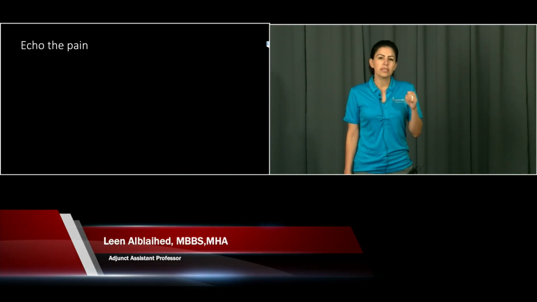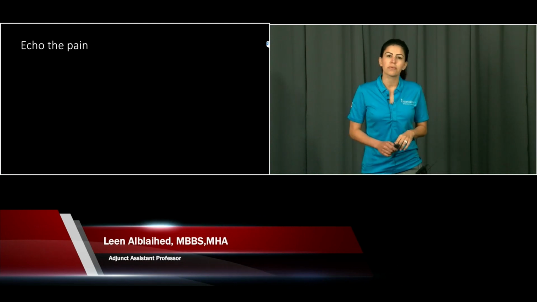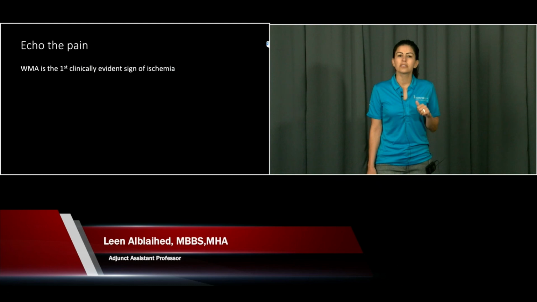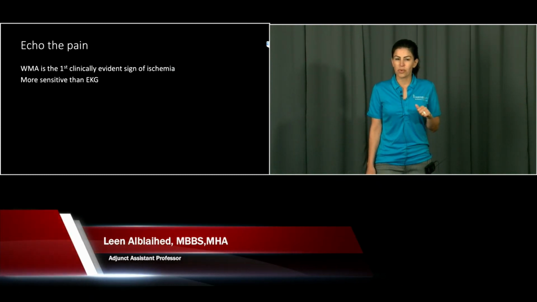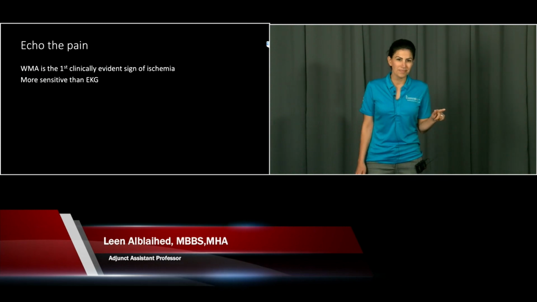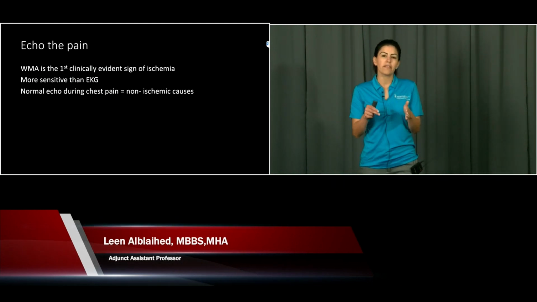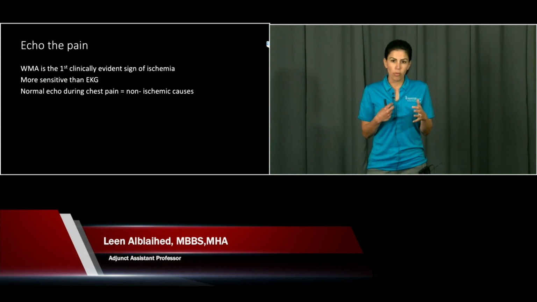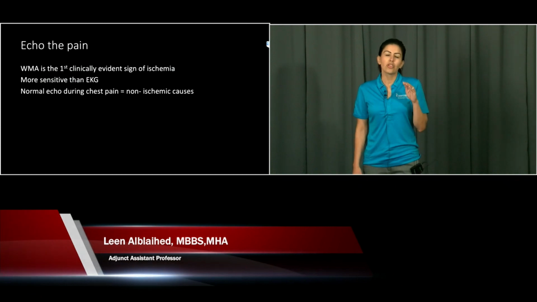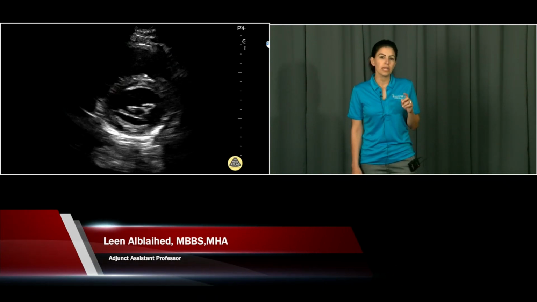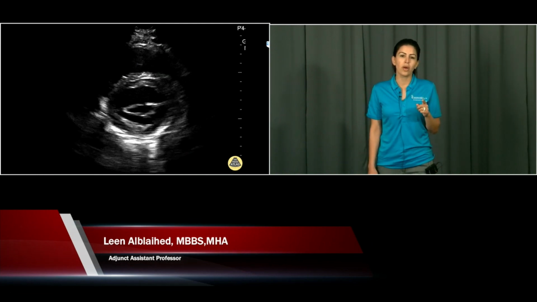So why do you need to echo every patient who comes in with chest pain? Because wall motion abnormality is the first clinically evident sign of ischemia. It is more sensitive than EKGs, sorry, Emil. And then normal echo, so if you have a patient who's actively having chest pain, and you throw the probe on them and they're absolutely normal with no motion abnormality, look for something else. Look for non-ischemic causes, right? So let's talk a little bit about what that means.